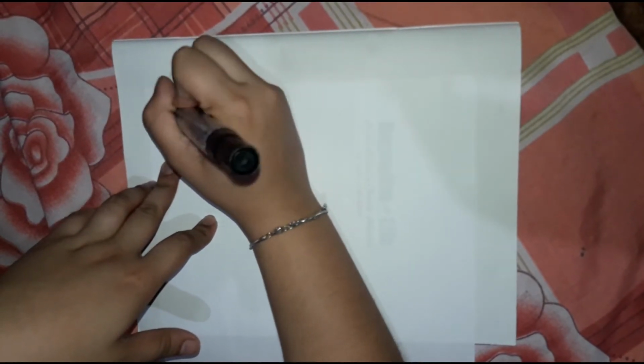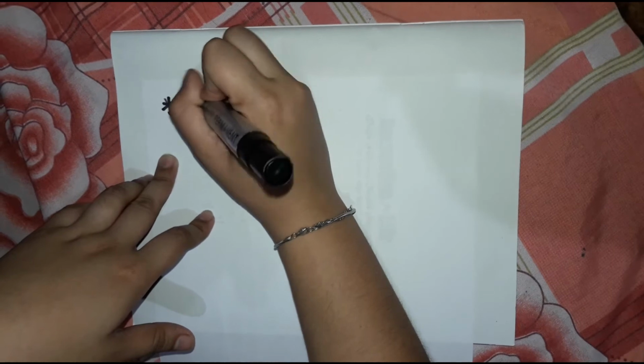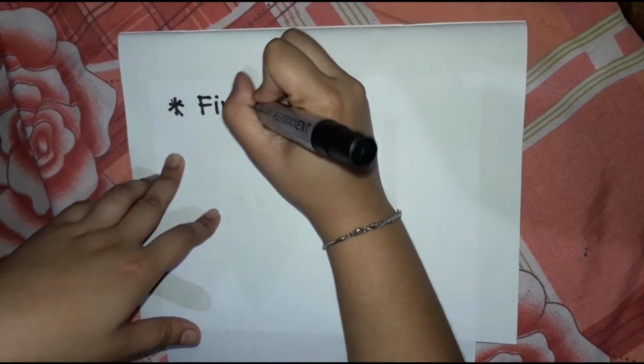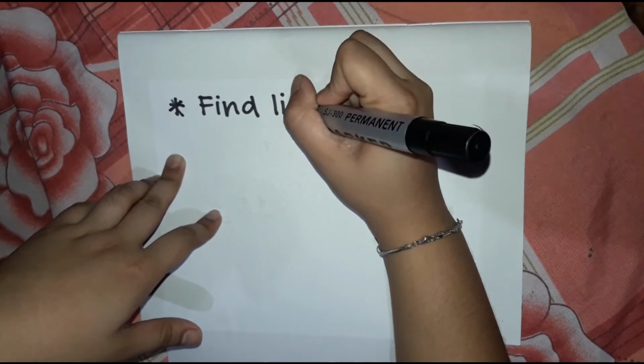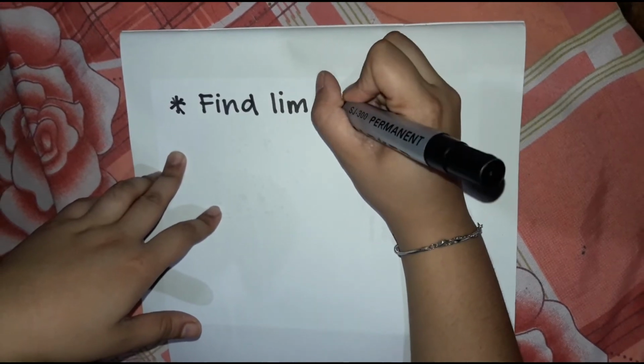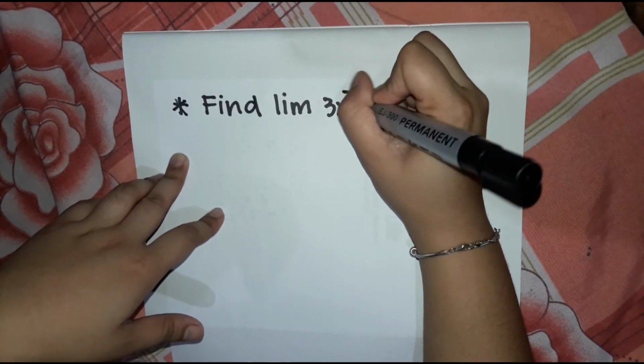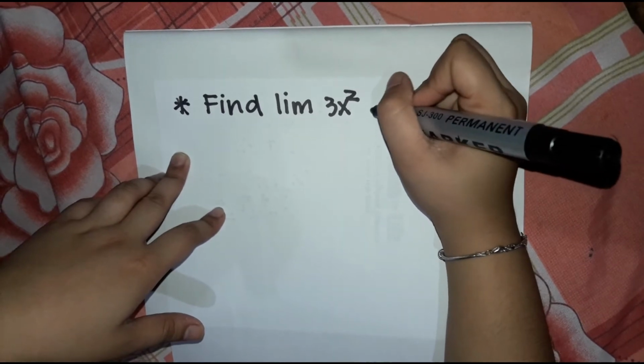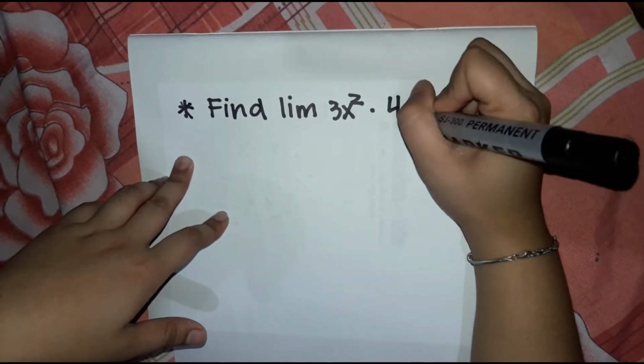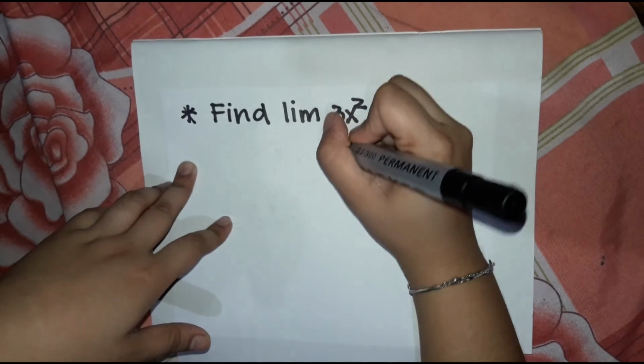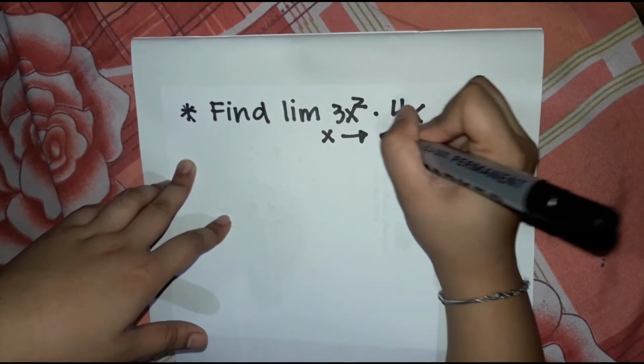Okay, our next example is find the limit of 3x squared times 4x as x approaches 2.